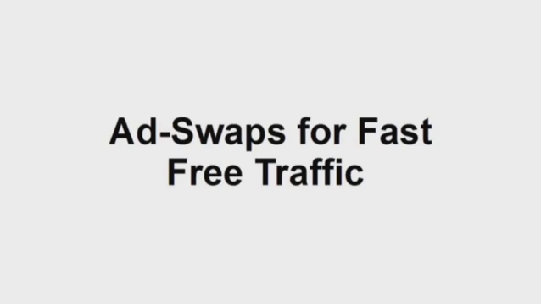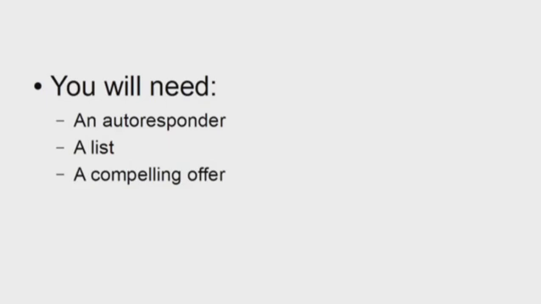In this video, I'm going to tell you how you can use ad swaps for fast, free traffic. Now, this video isn't very long because this method is actually very, very simple. To use this, you're going to need, first of all, an autoresponder service. You're going to need a list of subscribers. You're going to need a compelling offer, and usually that involves a free giveaway, so a free report, free ebook, that sort of thing. And the way that it works is a bit like this.